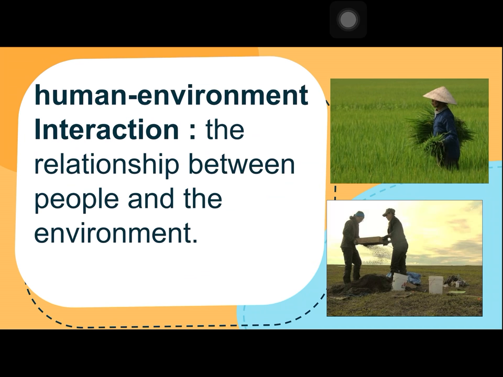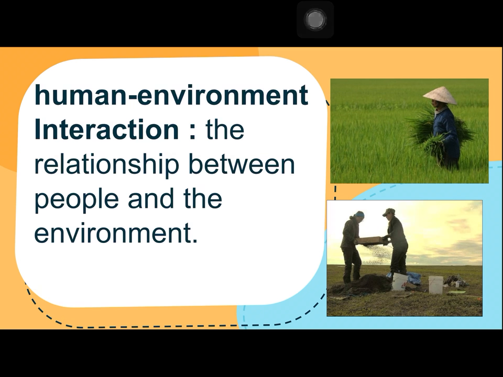Our next word is human-environment interaction. Go ahead and say that. Good. Human-environment interaction. This is the relationship between people and the environment. So I have some pictures here. The first one up here, we have a person who is going through a field and they are harvesting whatever plant or crop they had planted there. And in the bottom picture here, I have a picture of 2 people who are working with a lot of bees, is what it looks like. So they are doing something within our environment with bees.